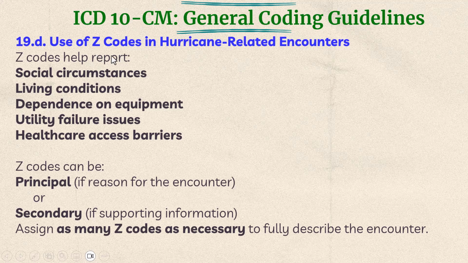19D, use of Z codes in hurricane related encounters. Z codes help report social circumstances, living conditions, dependence on equipment, utility failure issues, healthcare access barriers. Z codes can be principal, if it is the reason for the encounter, or secondary if supporting information. So assign as many Z codes as necessary to fully describe the encounter.